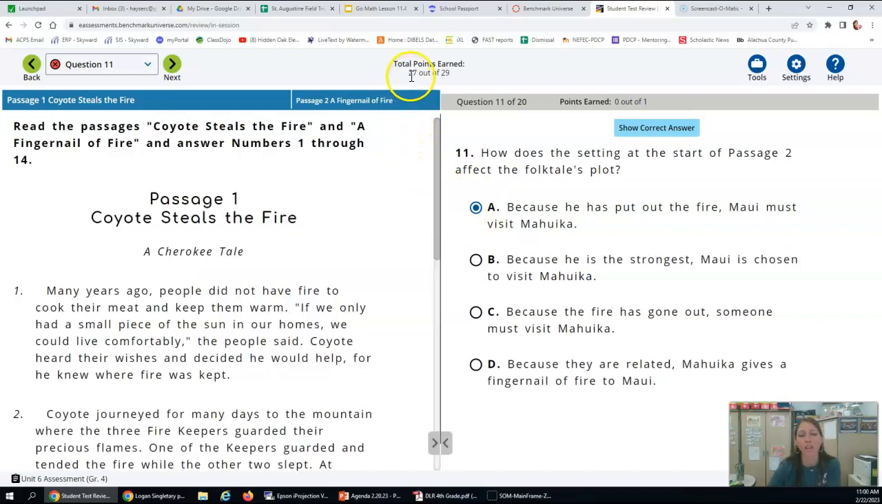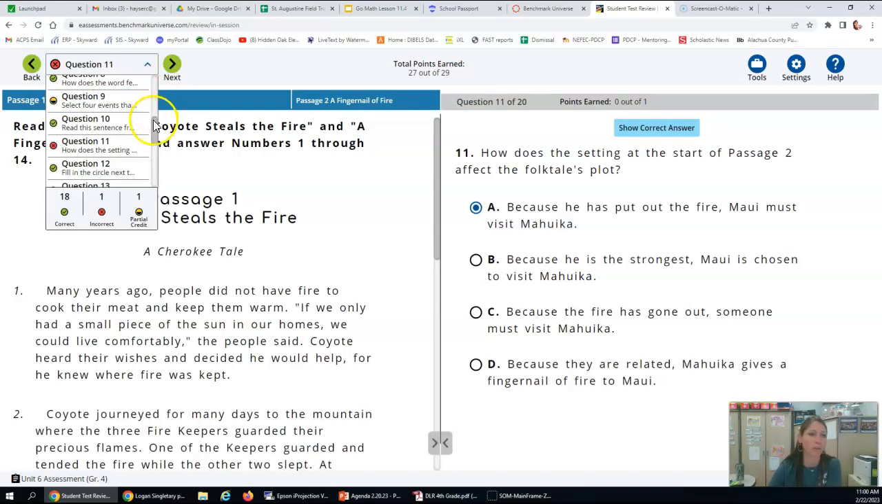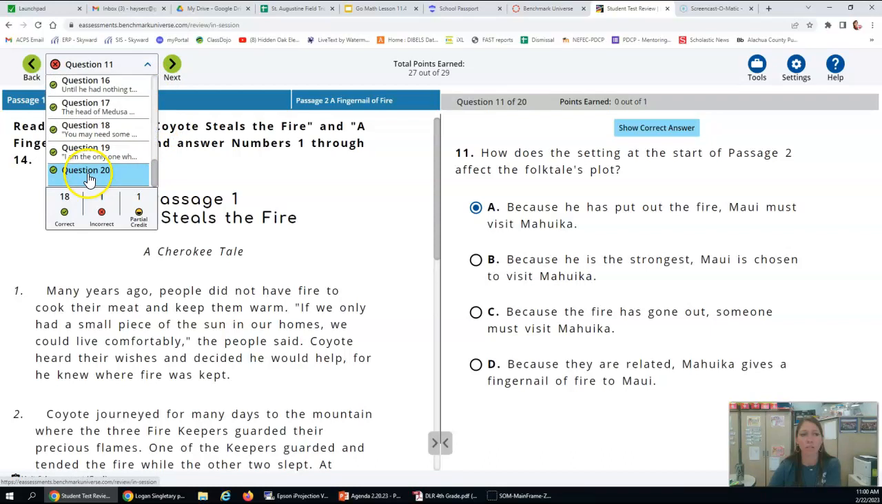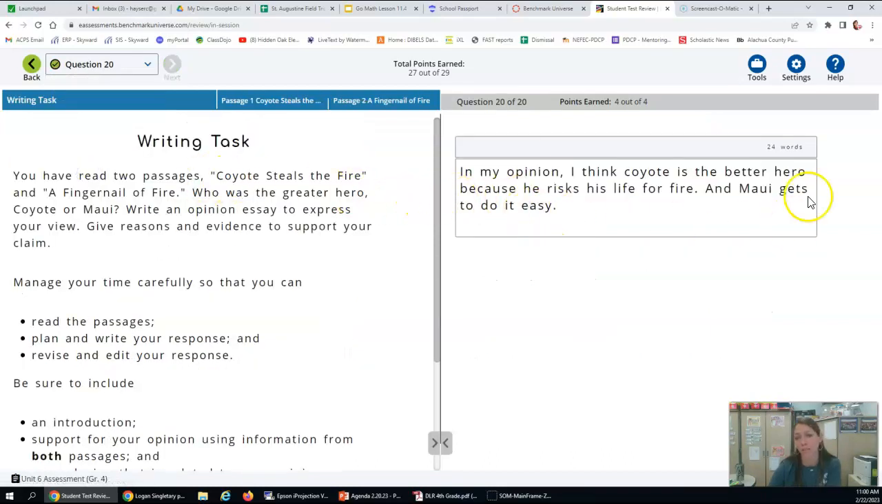You can see that this student earned 27 out of 29 points, which was an A. Very proud of him. This was a very difficult assessment for them. And so what I did do, I'll have you guys know, there was an essay question at the end, question number 20. And this student did answer it, but whether they answered it or not, I did give them 4 out of 4 points. So that was just an extra bonus to all of them for working really hard and also just getting familiar with using Benchmark's online assessment.